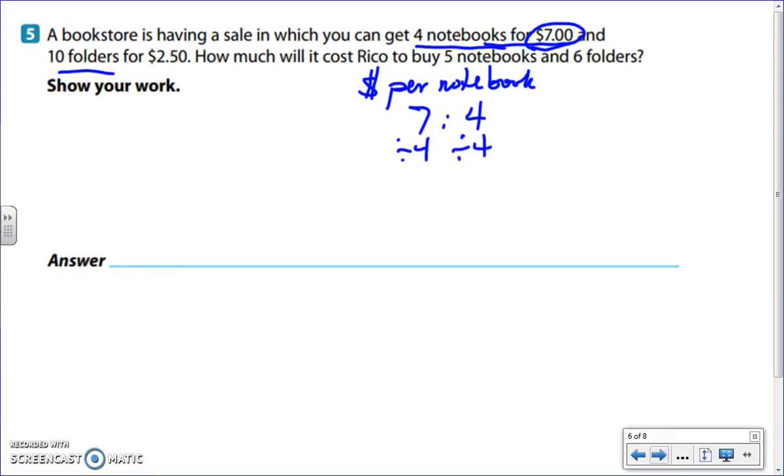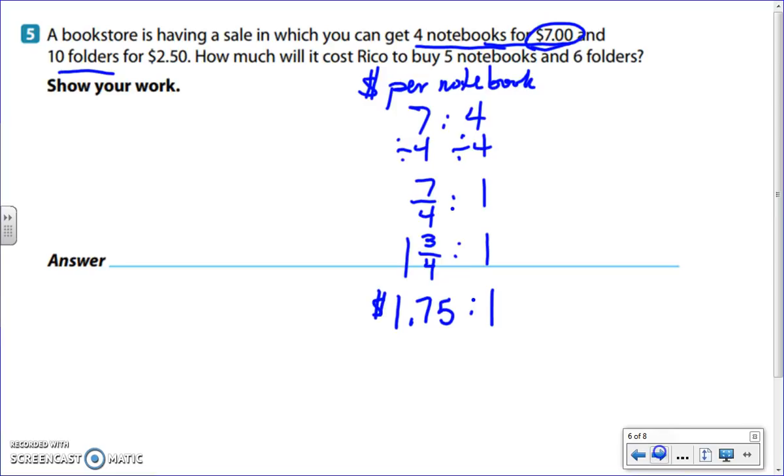Hopefully we know that 7 divided by 4 is 7/4 to 1. And so I know that, because this is a price value, I wouldn't say I spent $7/4 on each notebook. I would say, okay, I spent $1 3/4 on each notebook. I know that 3/4 of a dollar is 75 cents, so $1.75 per 1 notebook.